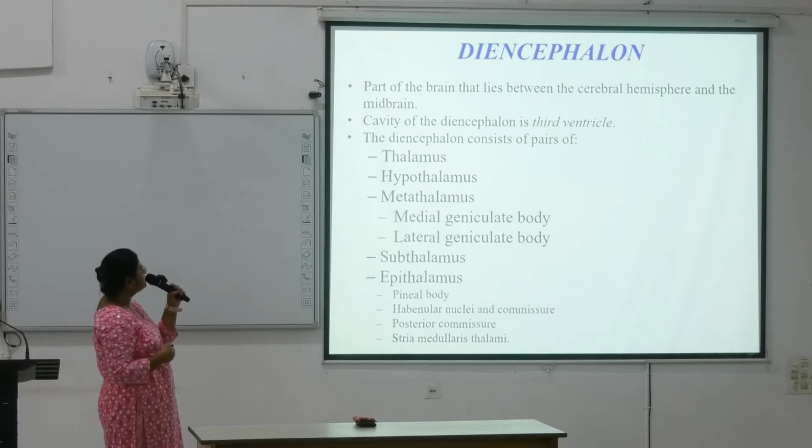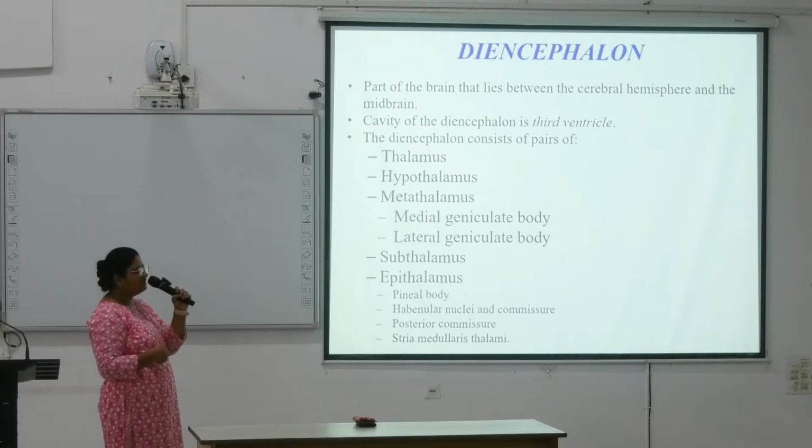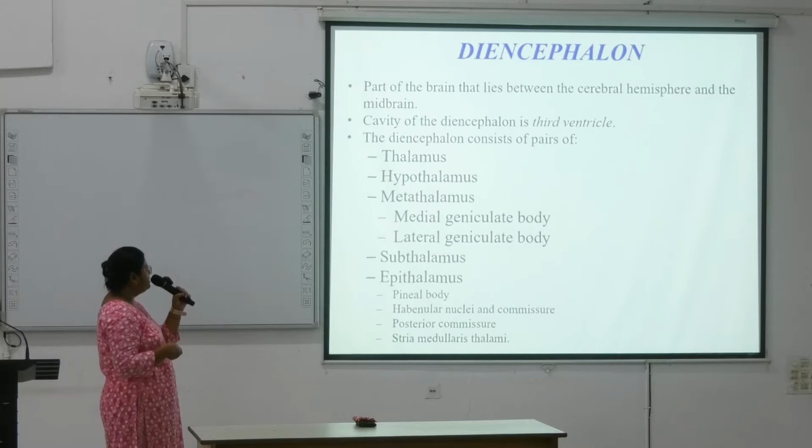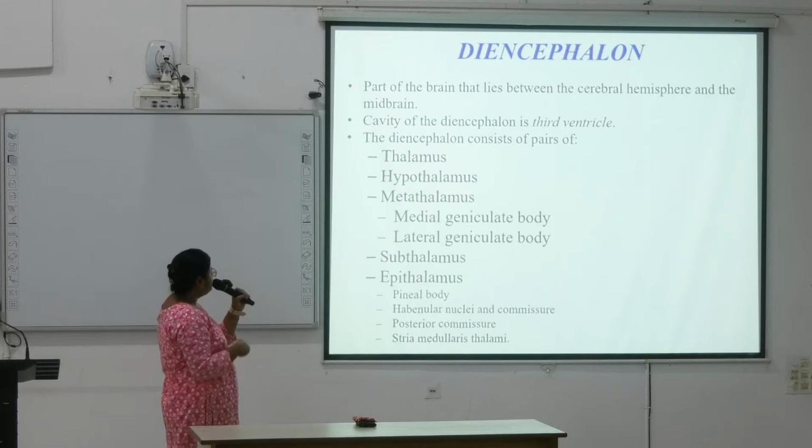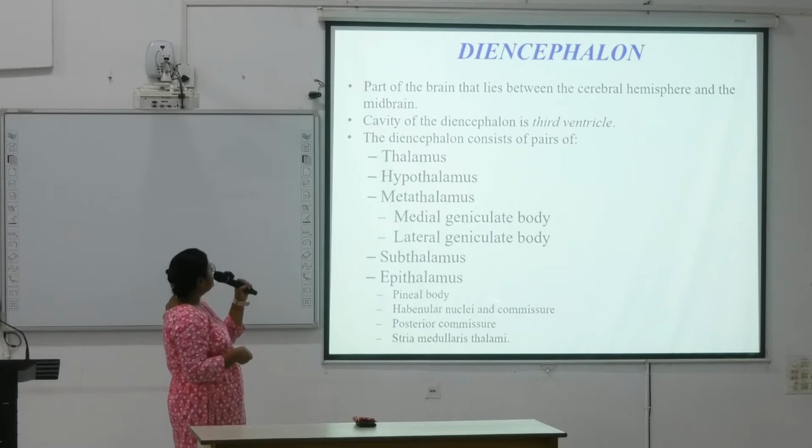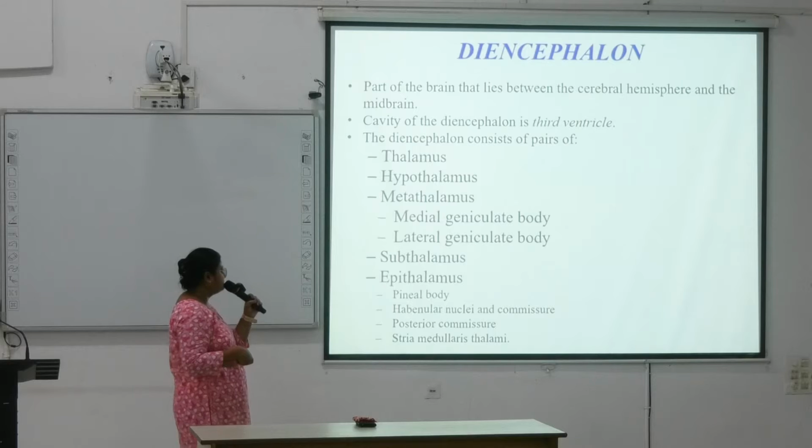So today we will discuss thalamus. Metathalamus consists of these two structures, medial and lateral geniculate body, and epithalamus consisting of pineal body, habenular nuclei and commissure, posterior commissure and stria medullaris thalami.